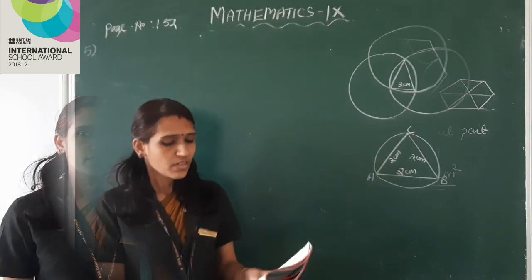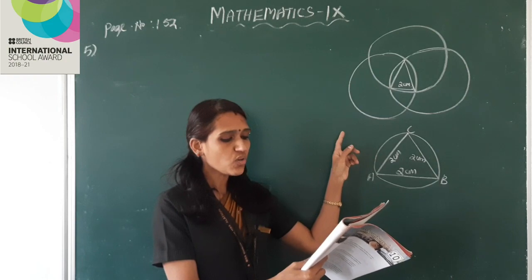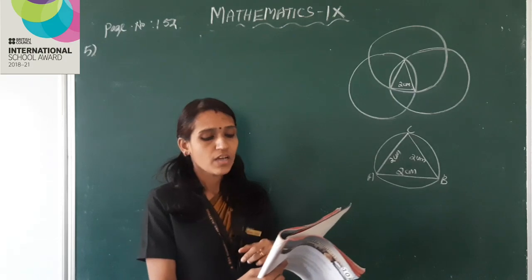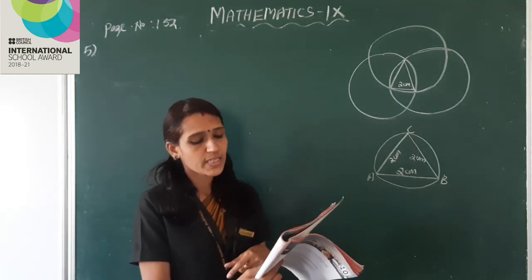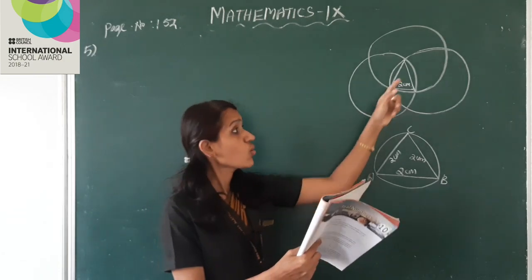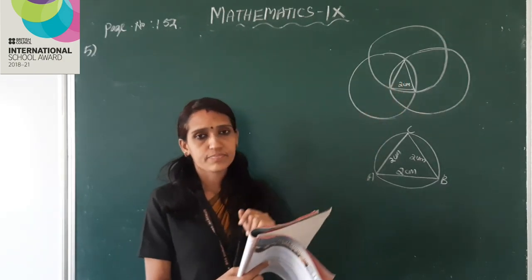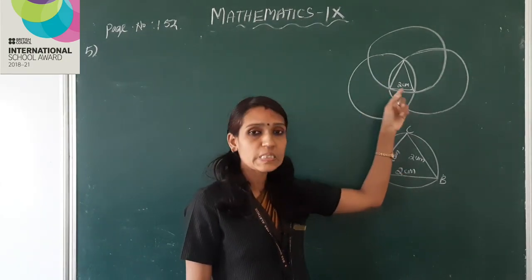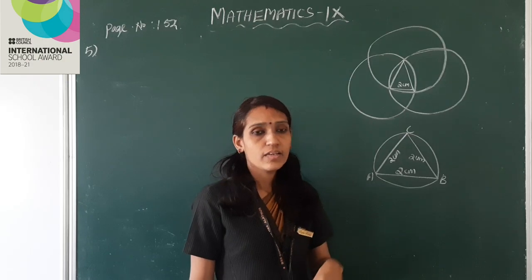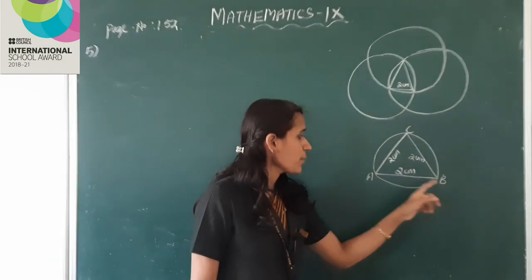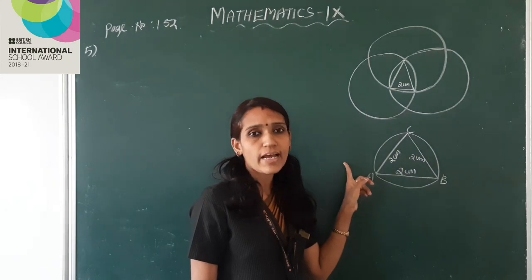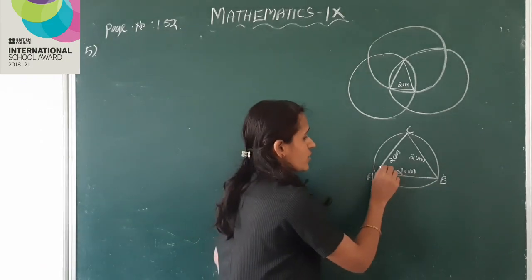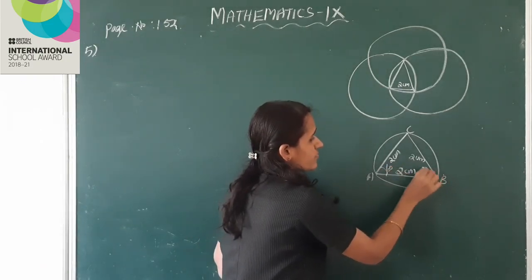Clear, children? The figure shows 3 circles drawn with their centers on each vertex of an equilateral triangle and passing through the other 2 vertices. Find the area of the region common to all 3. See the picture of the region common to all 3 circles. Here triangle ABC is an equilateral triangle, so all the sides are equal and all the angles are also equal, that is 60 degree.